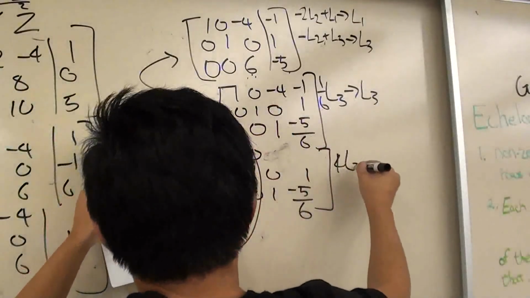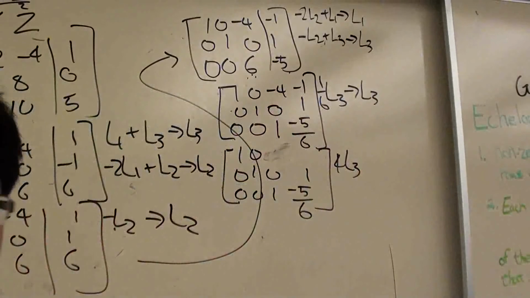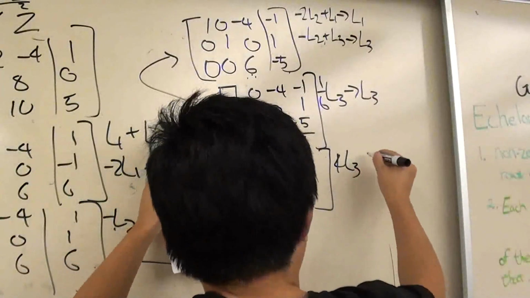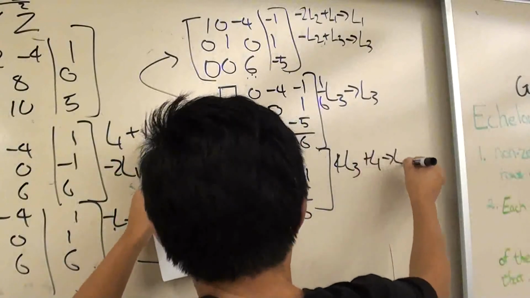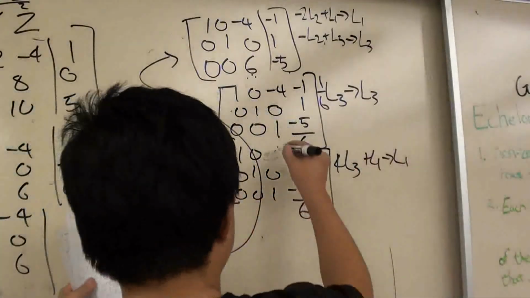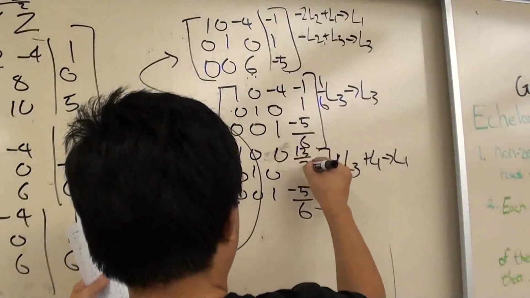So get rid of that, times 4. 4 L3, oh crap. Can you guys see? Yeah, we can totally see. 4 times L3 plus L1 equals new L1. So if that's the case, that becomes 13 over 3.